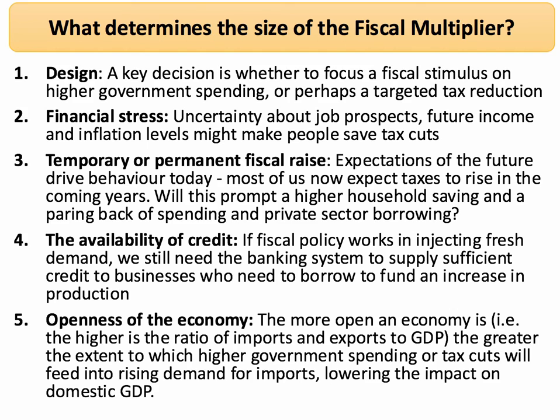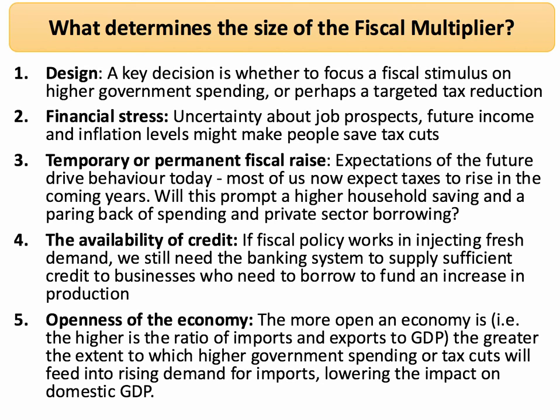So what determines the size of the multiplier? Well, Keynes would favour fiscal expansion, but of course we need to know what the multiplier is going to be. What determines the size? First of all, design. Do you go for government spending or tax? Well, we think the multiplier is higher for government spending. Secondly, financial stress makes a difference. Where people are deeply uncertain about the future, people oftentimes save, for example, a tax cut because they think the future is not looking too good.